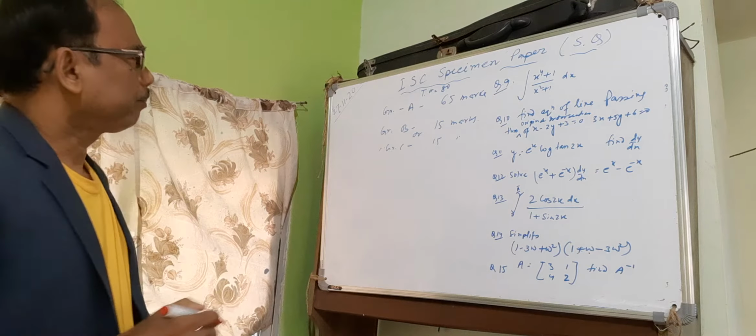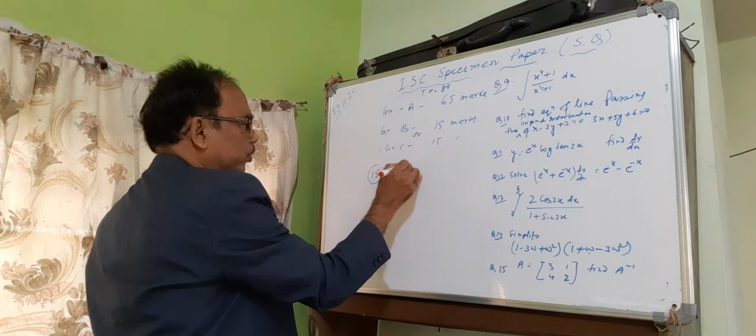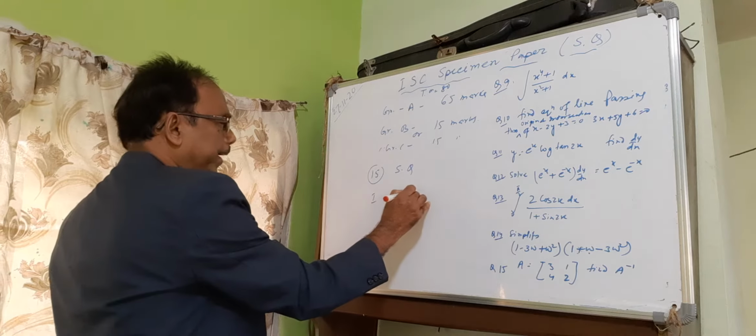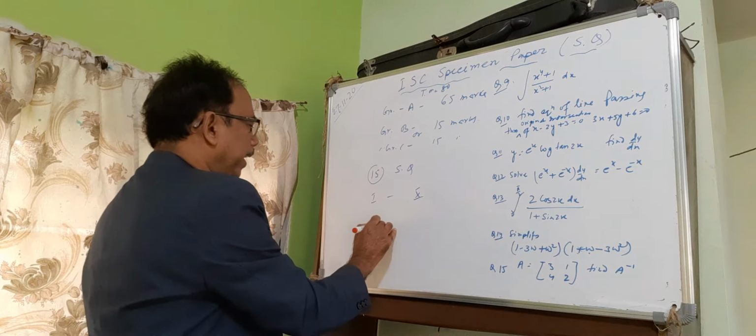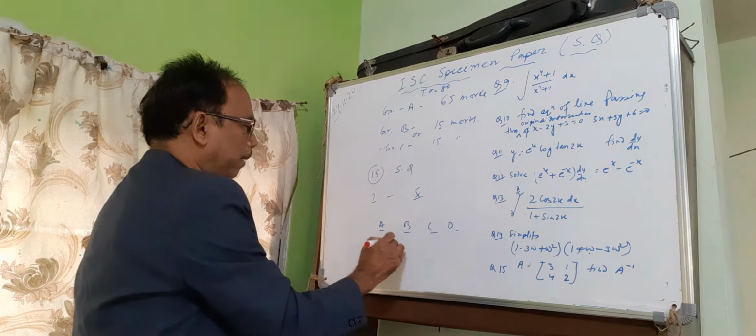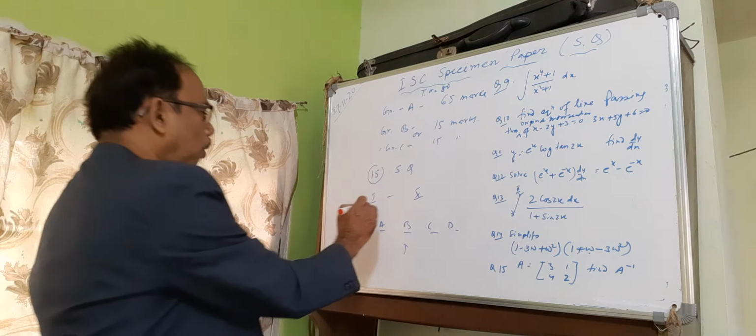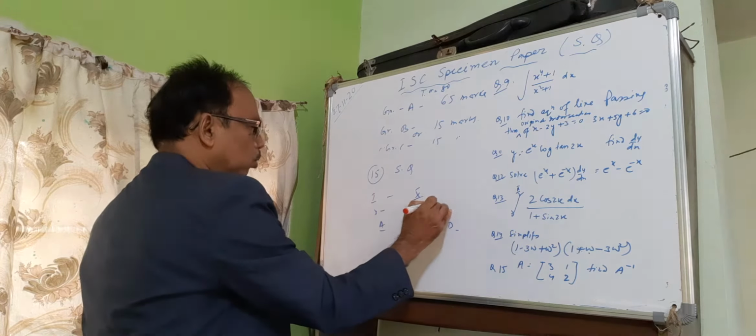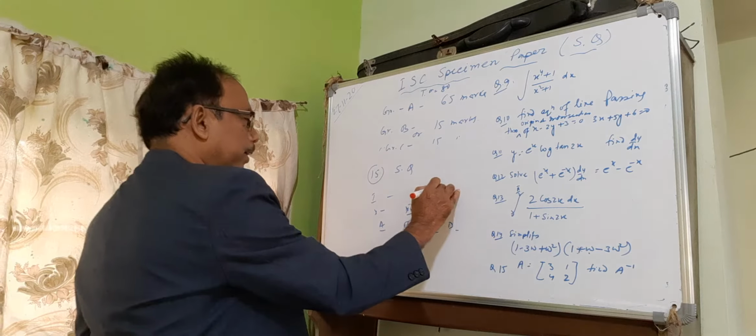In Group A there will be 15 short type questions. Out of 15, questions 1 to 10 will be multiple choice. There are A, B, C, D, 4 choices given. You have to choose one, either A or B or C or D. And from 10 to 15, there are 1 mark questions. You have to write the actual answer. All are 1 mark.